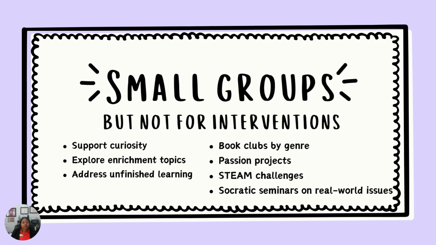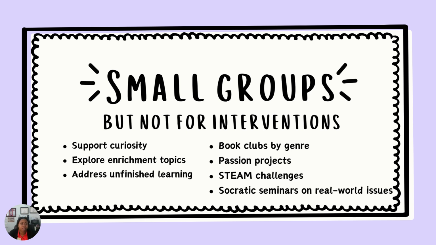Now, another piece that we can look at, and this is really my number three, because we've already talked about student surveys and a 2 week cumulative project, is small groups, but not so much for interventions, but for us to move students forward. That's going to help support curiosity, giving them small groups to work in within these last couple of weeks, explore enrichment topics within vertical alignment, and address unfinished learning that they might not have gotten to before the state test. So now you really can make sure that they grasp the concept and can actually do it in a smaller setting.